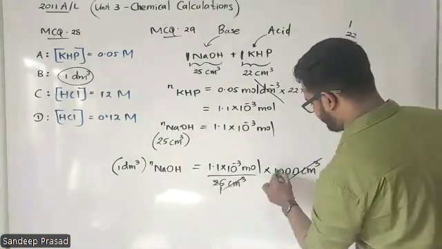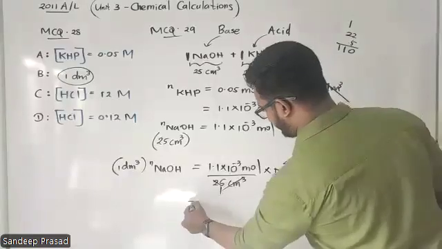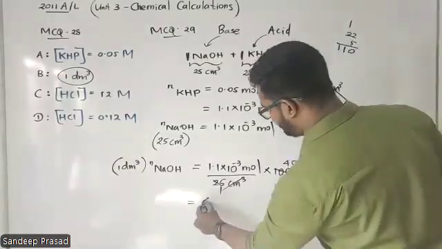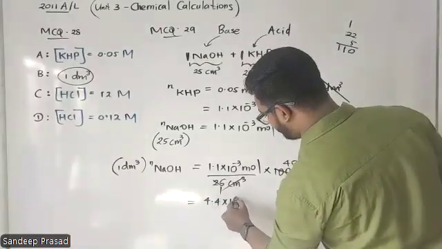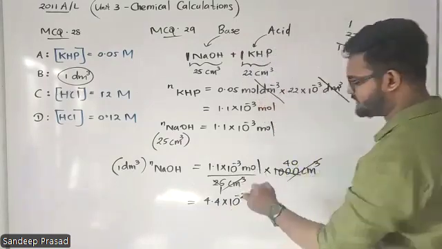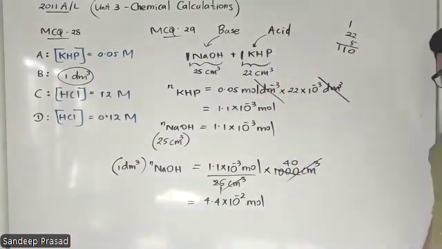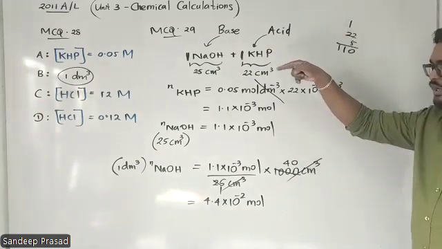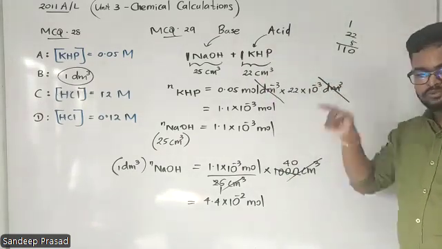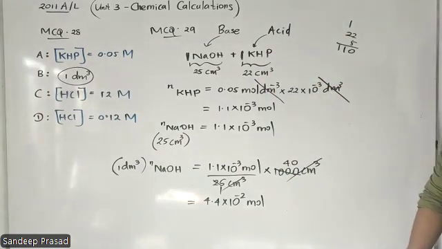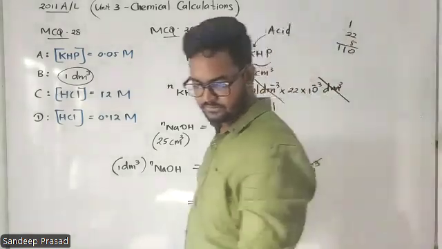Then the answer is 4.4 × 10^-2 moles. Can you understand what I'm saying? Raise your hand those who understood the calculation up to now. What are the doubts you have? If you have any doubts, put your doubts in the chat box.